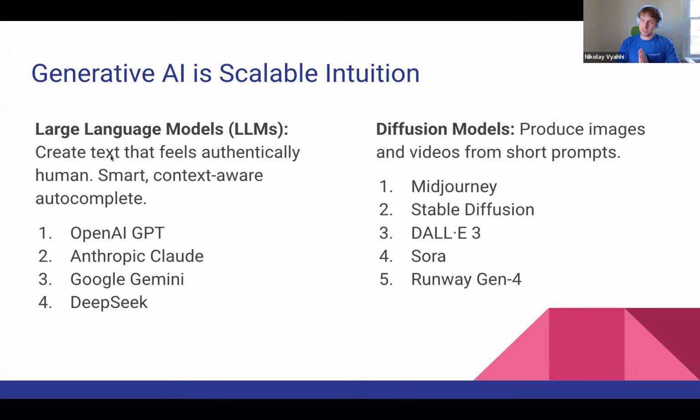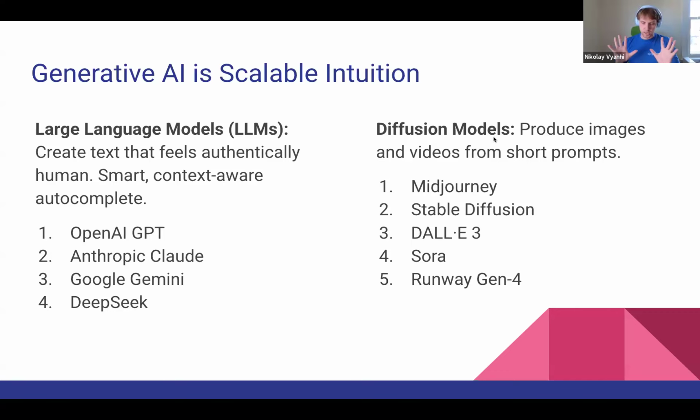So there are, let's say, two types. It's not very precise, but there are large language models that create text that feels authentically human. It's basically like smart autocomplete. You may already all know ChatGPT from OpenAI and their GPT models, Claude from Anthropic, Gemini from Google, DeepSeek. So these are large language models. They work with text.